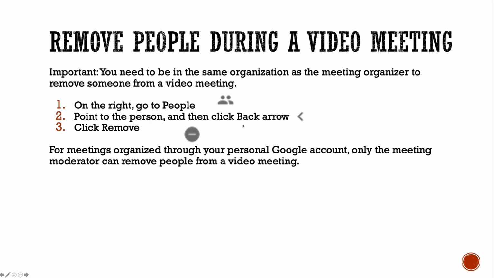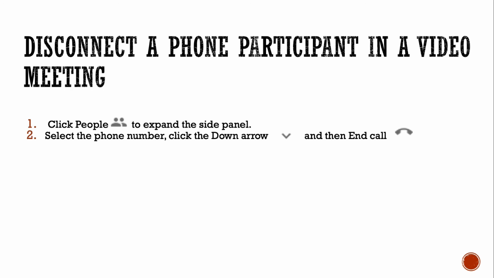You can click on the person and remove them. Only the meeting moderator can remove people, so nice try getting rid of Marshall, Tara. You can hang up on a person, so you can disconnect a person if they're on their phone.